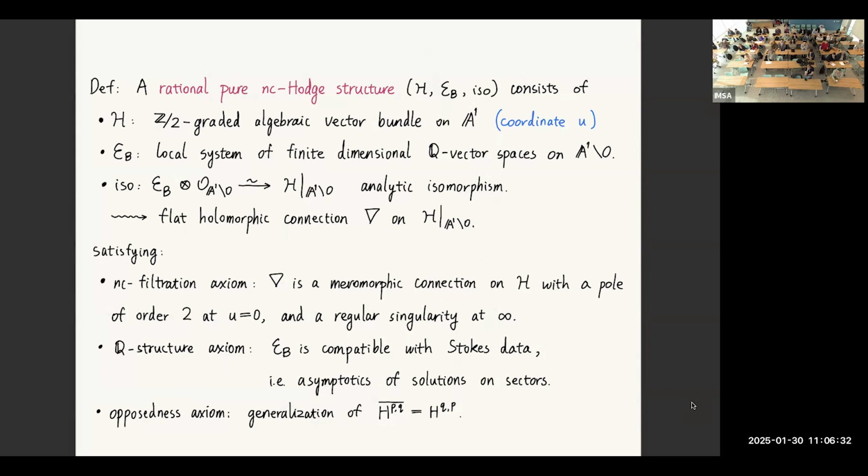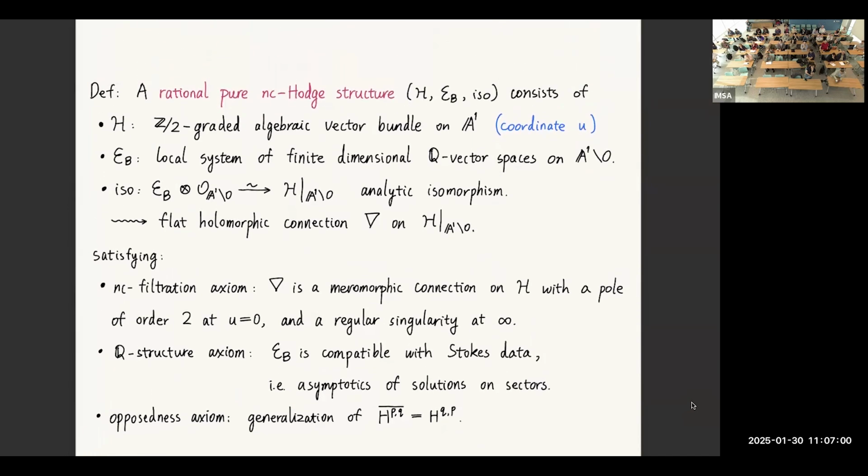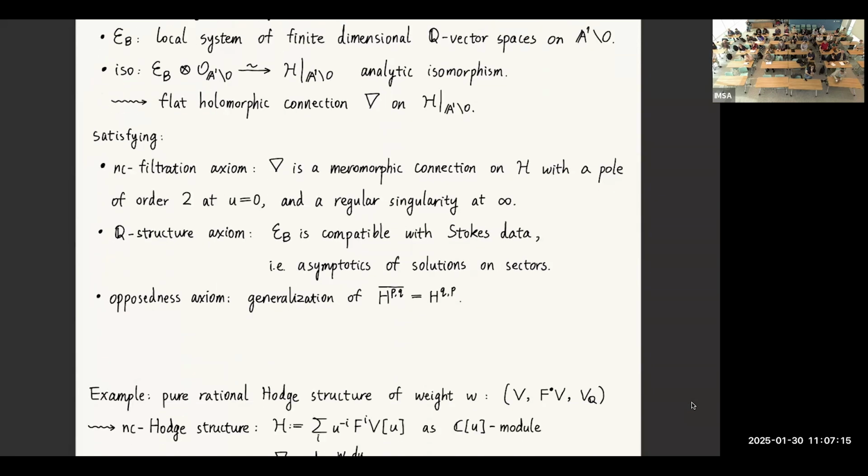Okay, and finally, there is this oppositeness axiom, which is a generalization of the classical Hodge theory. In classical Hodge theory, we ask that the complex conjugation of H^{p,q} is H^{q,p}, and there is a way to reformulate it into this non-commutative Hodge structure. So that's this really nice notion in the KKP paper. But it still seems a bit complicated, especially since these axioms are hard to check, even for very basic examples.